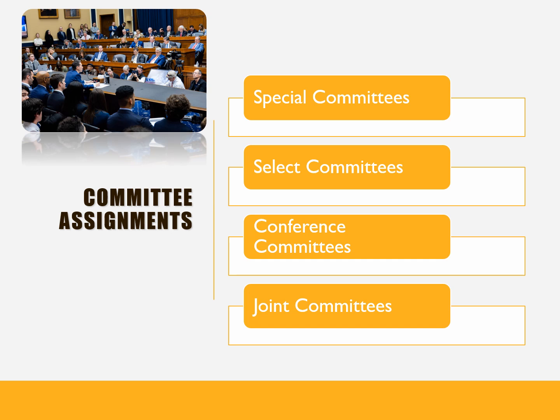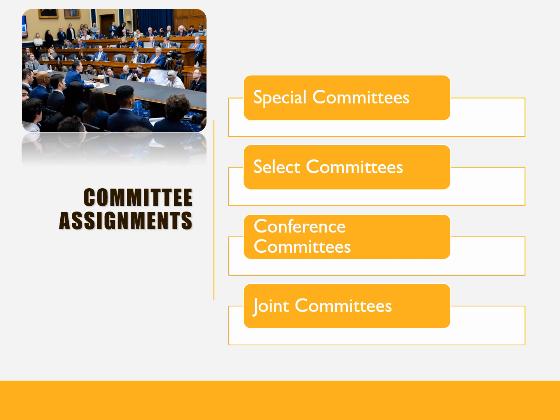You also have what are called conference committees, which are a special kind of joint committee that determine and negotiate the differences between laws that are passed in the House and laws that are passed in the Senate, because in order for a bill to actually become a law, it needs to be identical between the House and the Senate, and the conference committees negotiate this.